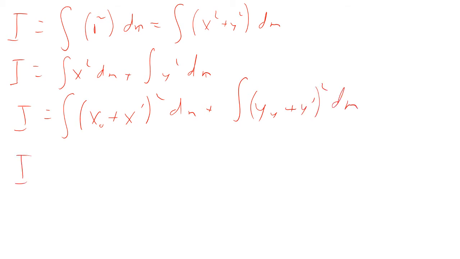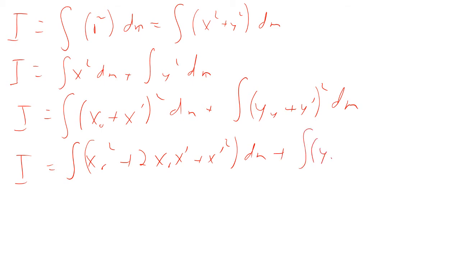So this becomes the integral of x naught squared plus 2 x naught x prime plus x prime squared dm plus the integral of y naught squared plus 2 y naught y prime plus y prime squared dm. Okay.